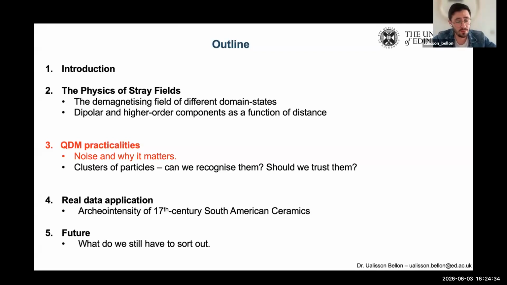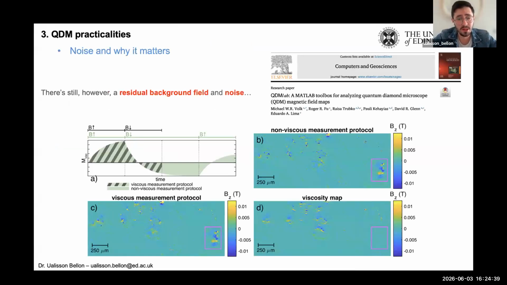However, as we know, real life is a bit more complicated, and we have noise in real life. So once you're doing experiments with the QDM, we have different protocols to try to acquire data that has viscous or not viscous components. And in reality, as you can see in this viscosity map right here, this anomaly right here was removed because after doing the treatment that Michael Volk and collaborators developed, you can in theory remove the viscosity and the induced magnetization from your data and just leave the remanence.